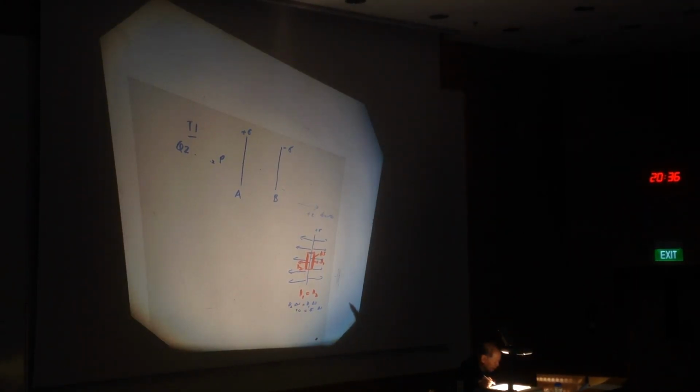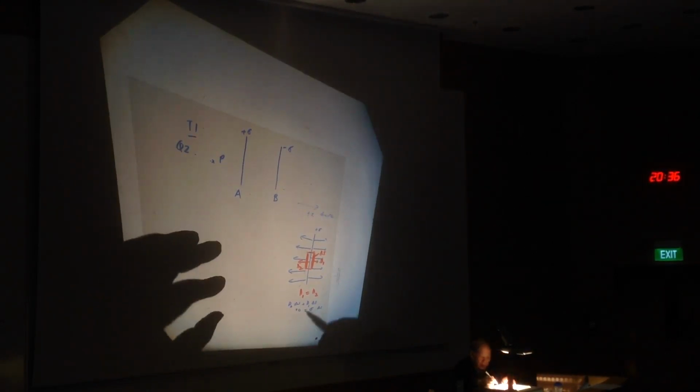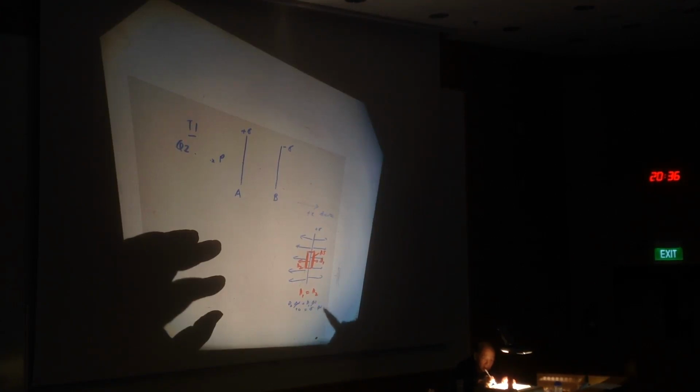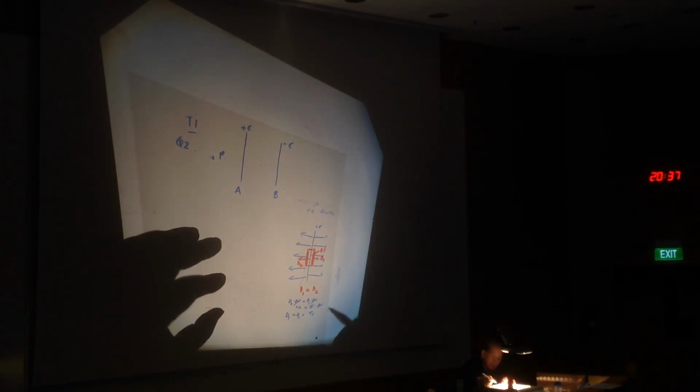So therefore delta S cancels. Therefore D1, or D2, is equal to sigma over 2.